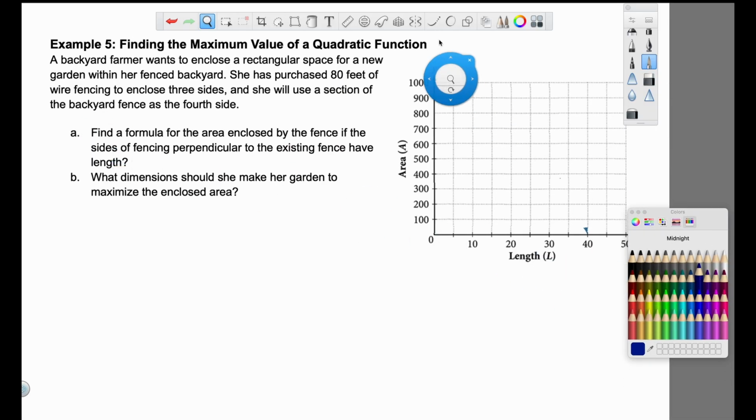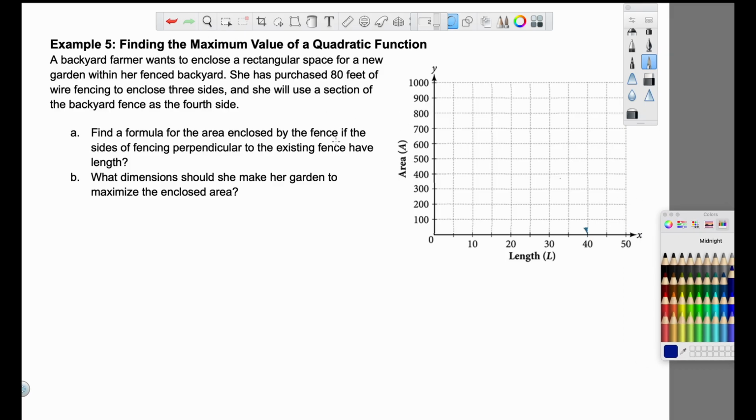Guys, Mr. Mac here. In this video, we're going to do a couple more example problems from 5.1 quadratic functions. We're going to take a look at some applications for the next two examples here. In this example 5, we're finding the maximum value of a quadratic function.